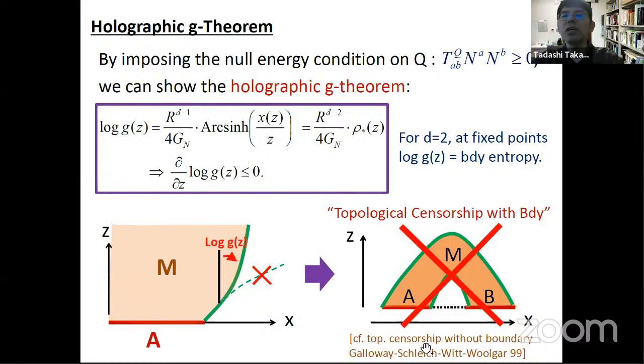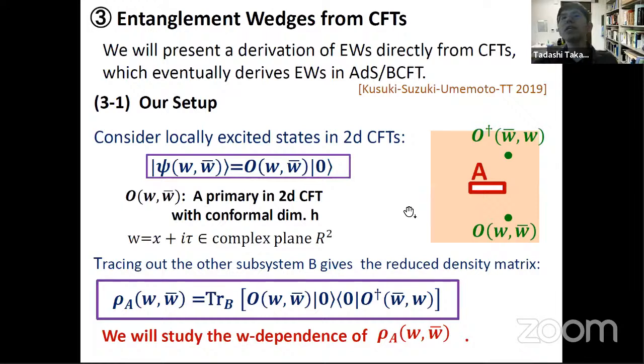Topological censorship is related to causality in AdS/CFT correspondence, but we have some analog of that in the presence of a boundary in AdS/BCFT correspondence. Okay, and this is the story of AdS/BCFT, and I'd like to now go to entanglement wedges. And finally, we combine these two.